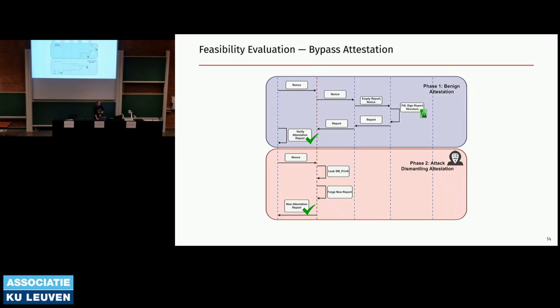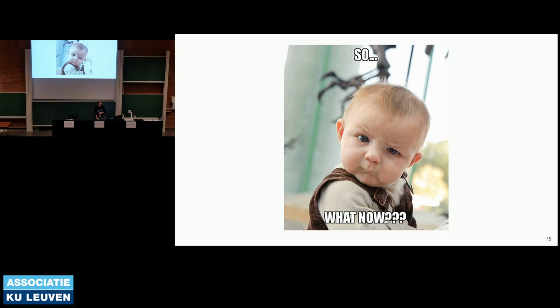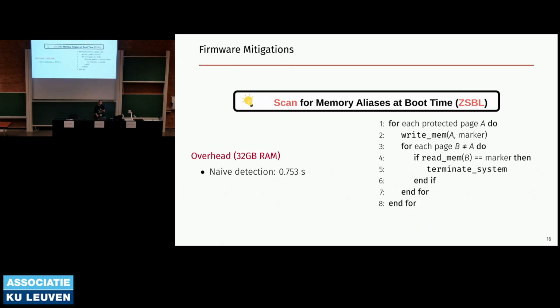But an attacker actually can sit in the host, in the malicious host, and leak the security monitor's private key and forge a report that will actually also be valid and pass attestation. So what now? I mentioned some attacks, some feasibility. We actually try to provide some mitigation.